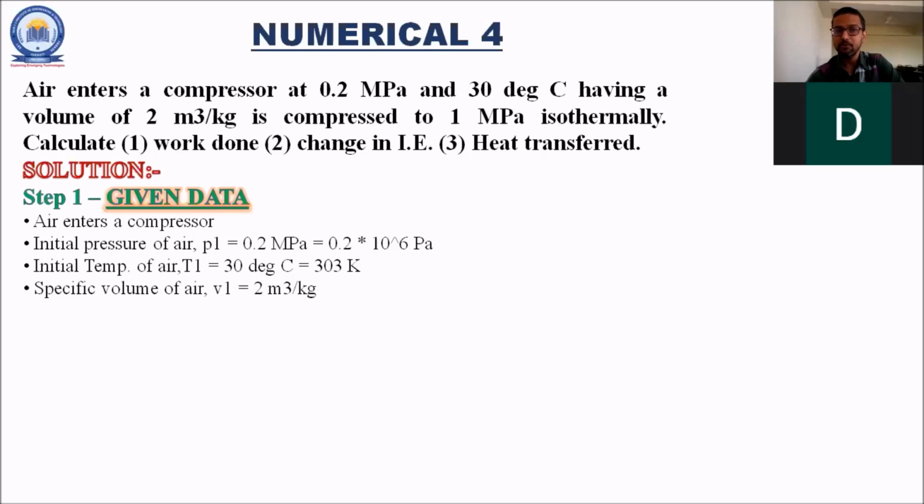Remember friends, this is the tricky point. Here we are given the volume of 2 meter cube per kg. Focus on this unit. The unit is of the specific volume because the volume is divided by the mass. So I am writing the specific volume of the air at the initial condition, that is small v1. Here I have changed the notation because we have to specify it as the specific volume. So I have written small v at initial state 1, that is equal to 2 meter cube per kg.